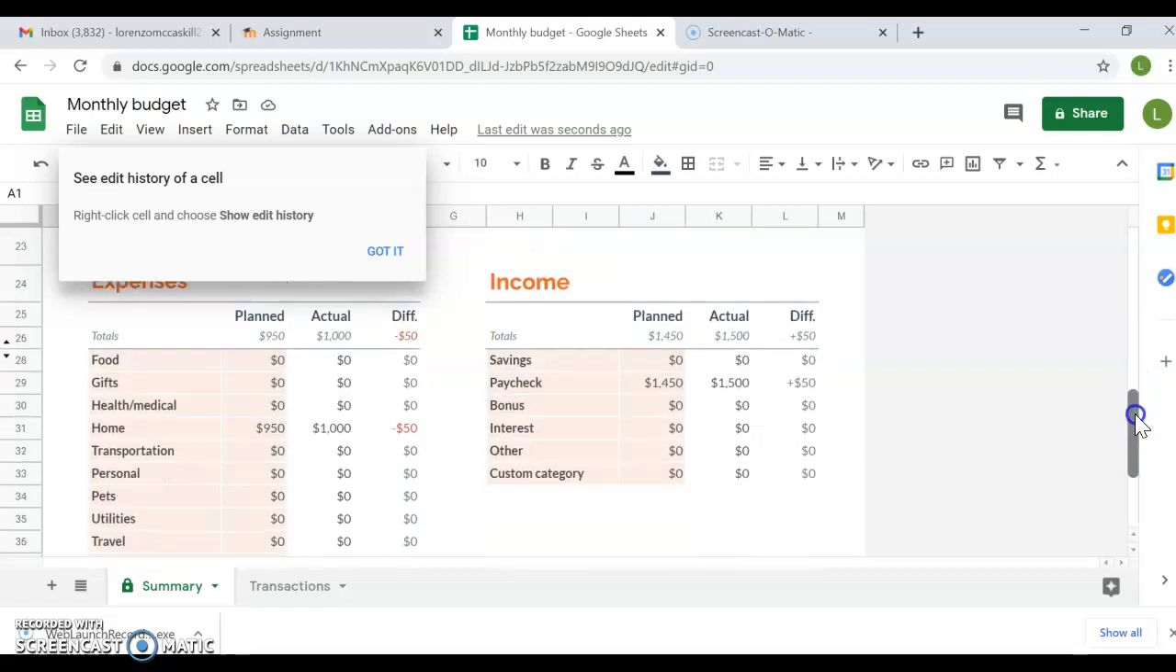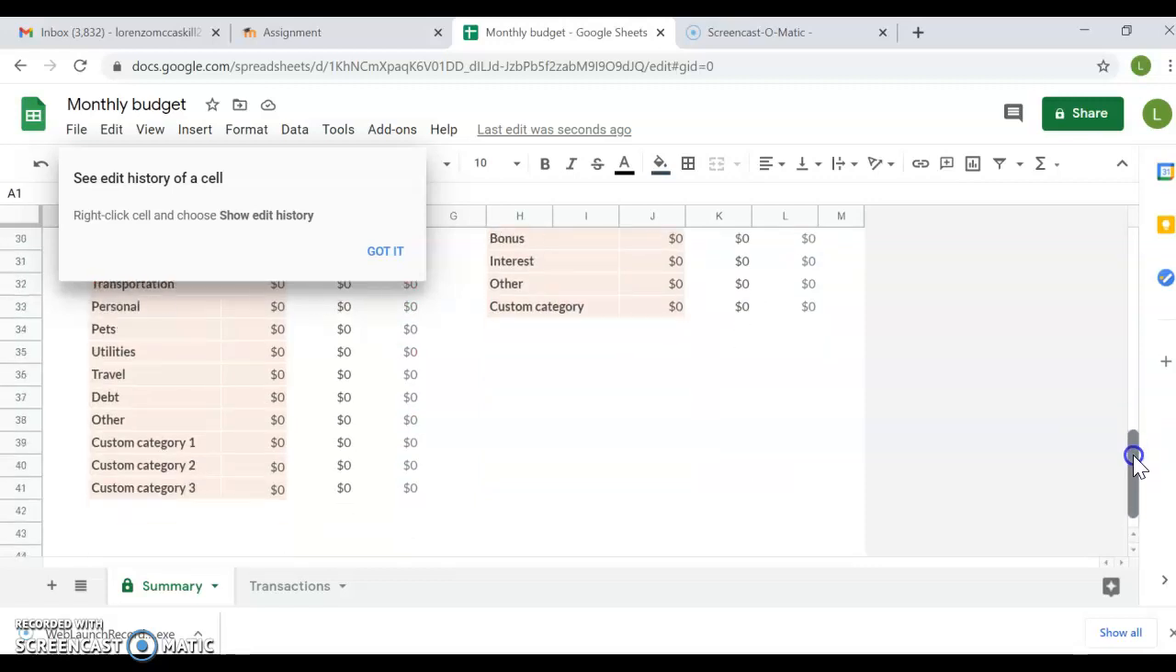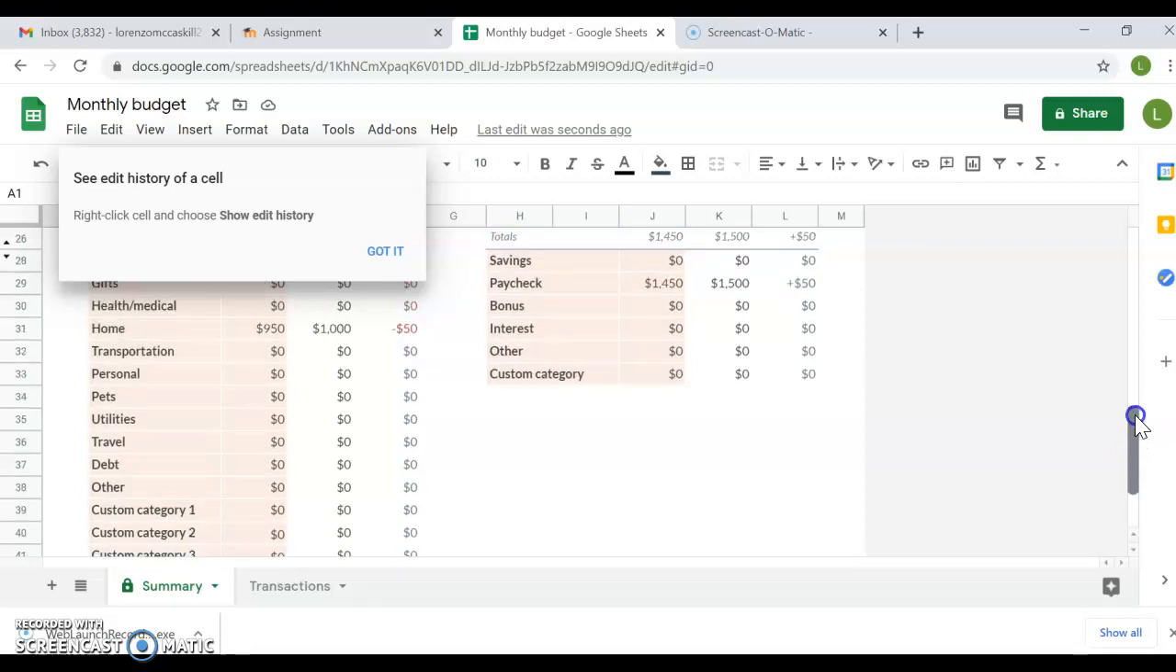Then you can do expenses like your food, medical bills, transportation, pets, different things like that to really keep track of where your money is going. I know that's a big thing. When people end up with $0, they wonder where all their money went. Well, there you go if you keep track.